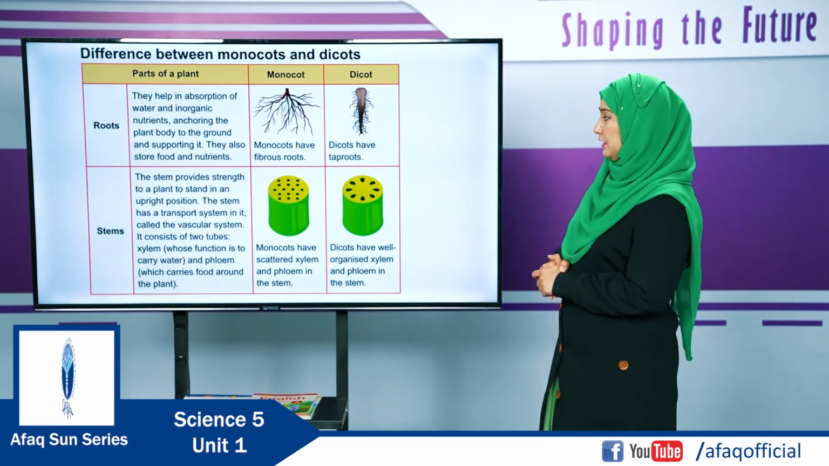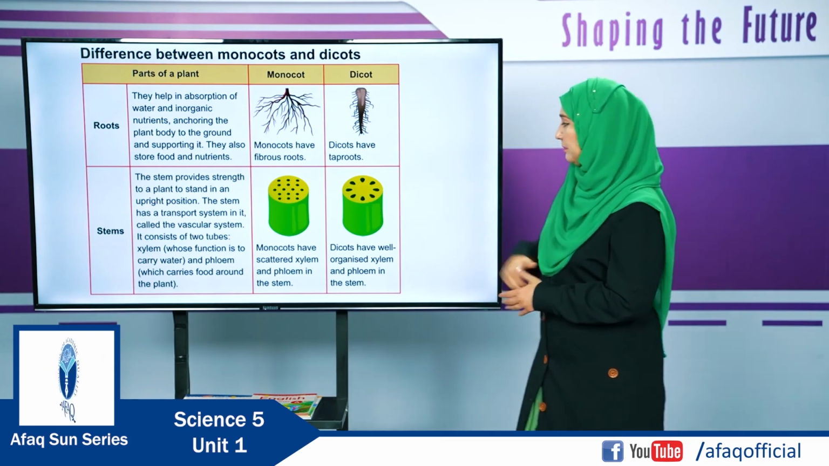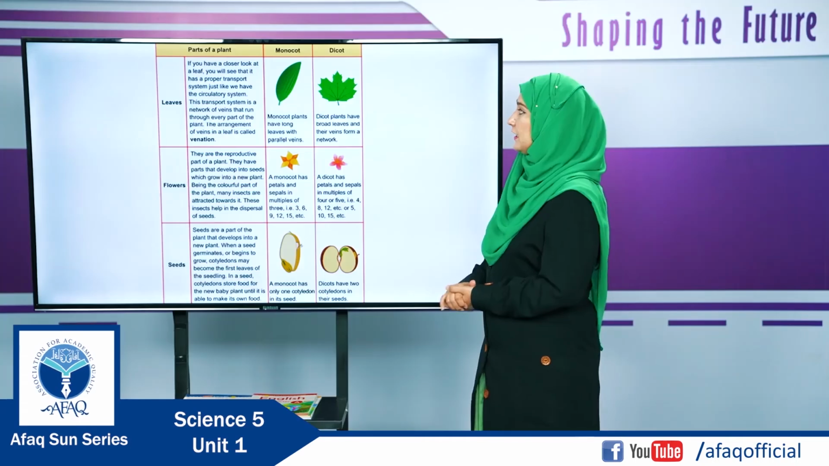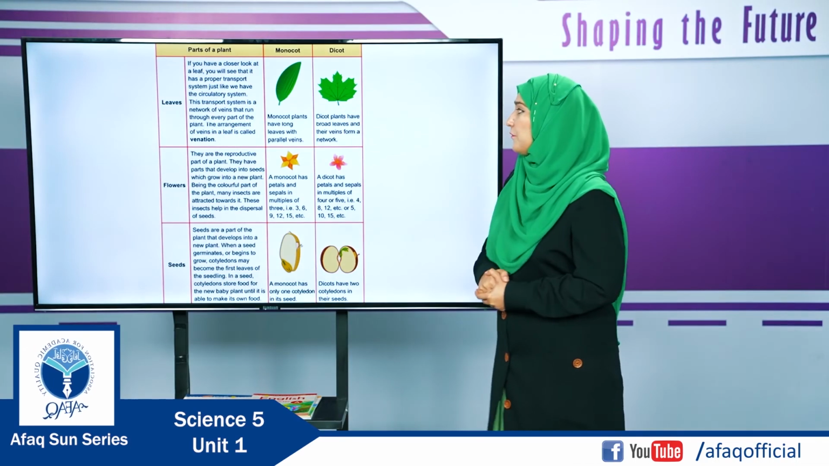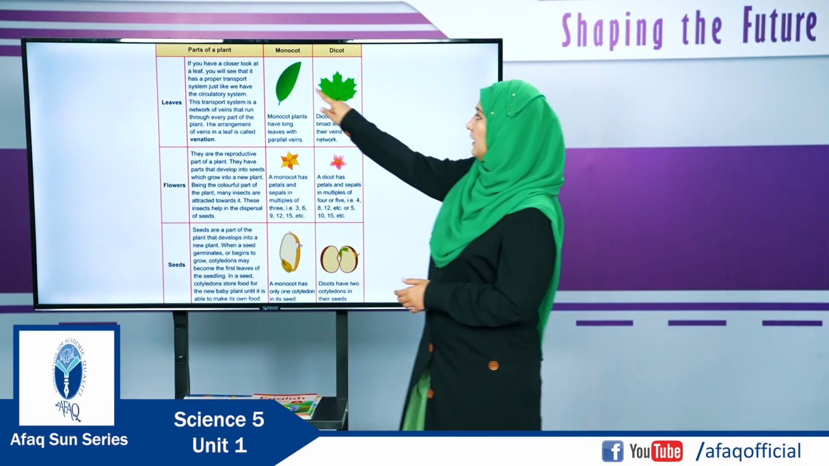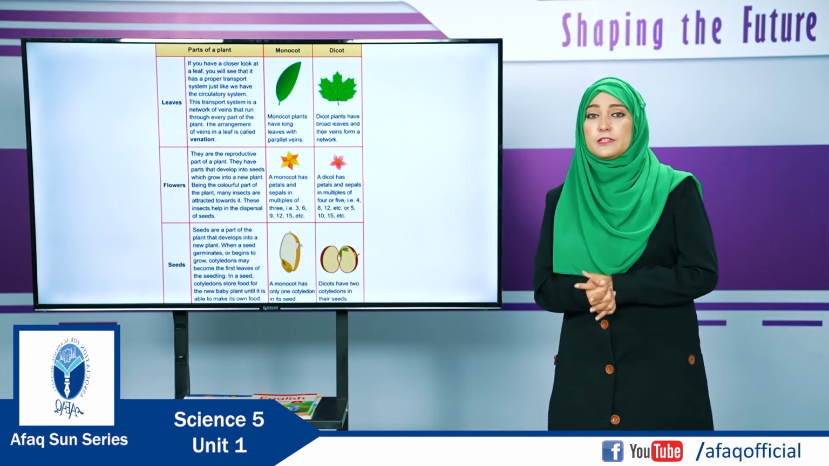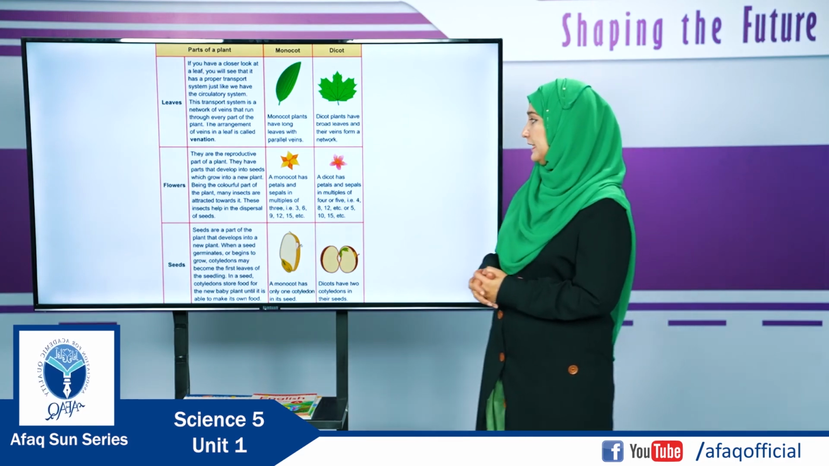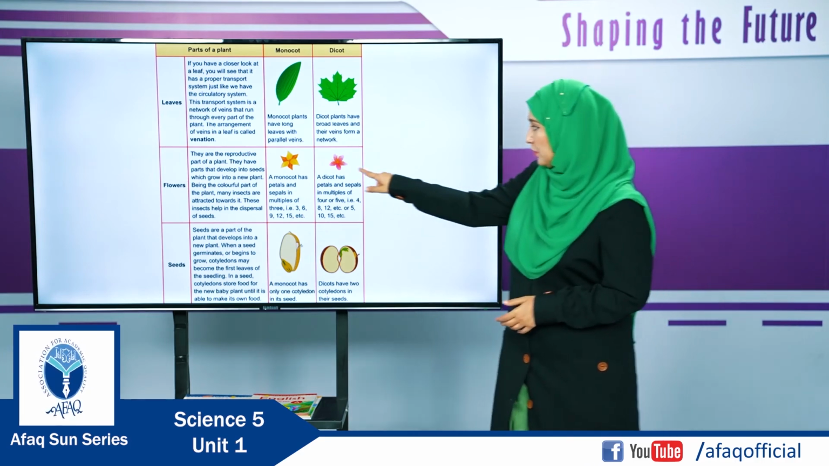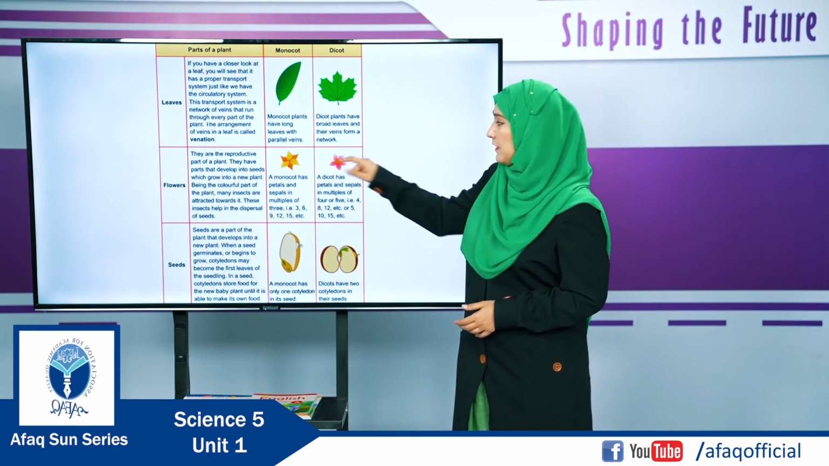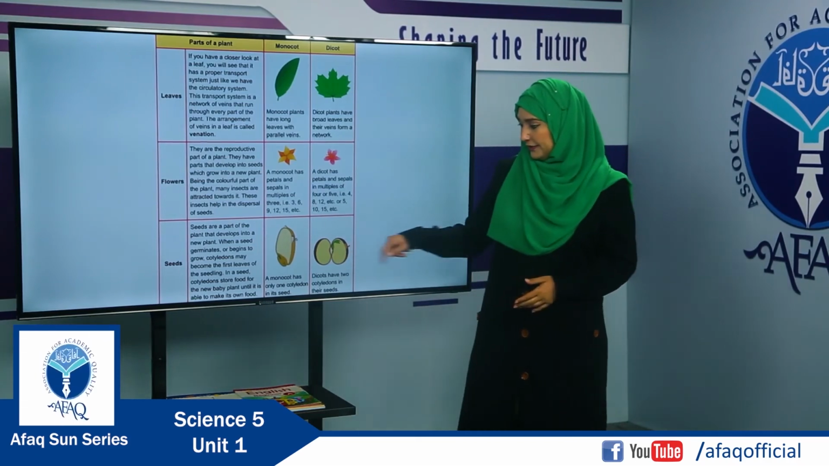The stem in the dicot plants has well organized xylem and phloem. Look at this picture. The leaves in the dicot plants have a broad shape and there is a network of veins which is not in monocot plants. If you look at the flowers of dicot plants, you will see the sepals and petals are in multiples of 4 or 5. You can see here 1, 2, 3, 4, 5 petals. And the seeds of dicot plants have 2 cotyledons.